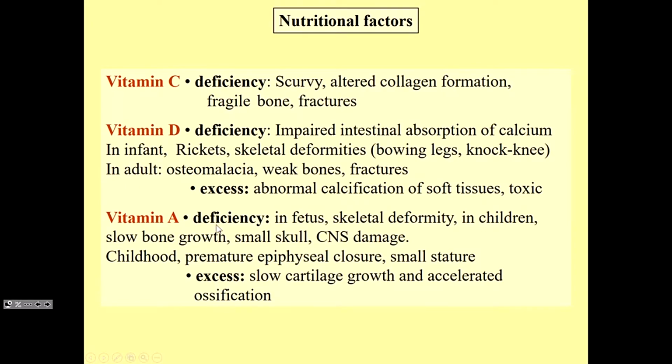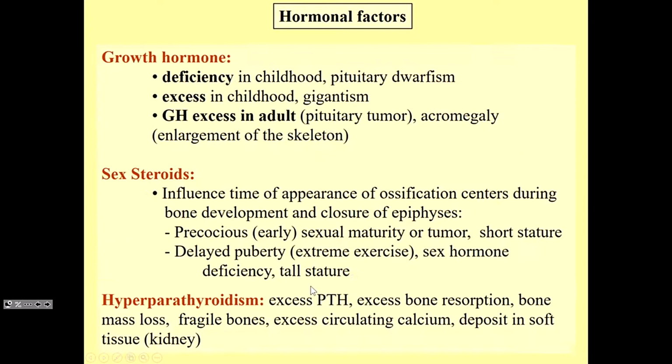Vitamin A has a somewhat more complex effect. Deficiency plays a role in fetal and skeletal formation, and in excess it can actually cause acceleration of the conversion of cartilage into bone during growth, which we're going to talk about in the next lecture. Here's some hormonal factors. So growth hormone is very important for the growth of bones. So if you have a deficiency in childhood, this could lead to dwarfism.